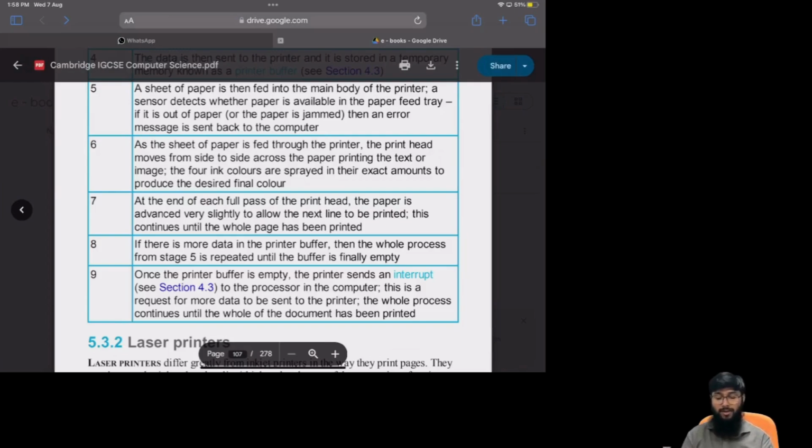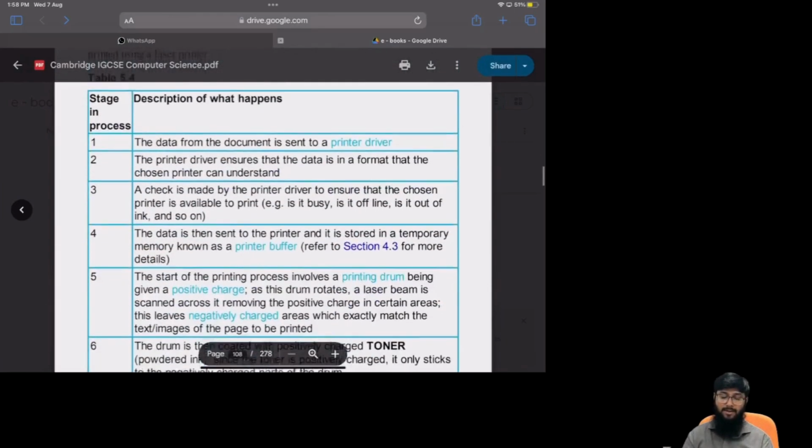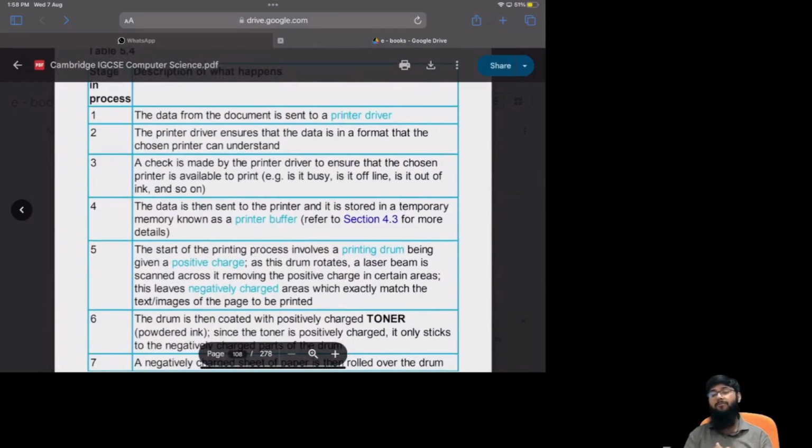Now coming towards the working of a laser printer. So how is the laser printer working? As I told you, the first 4 points are the same for the inkjet as well as for the laser. So the first point says the data from the document is sent to the printer driver, as we just discussed.